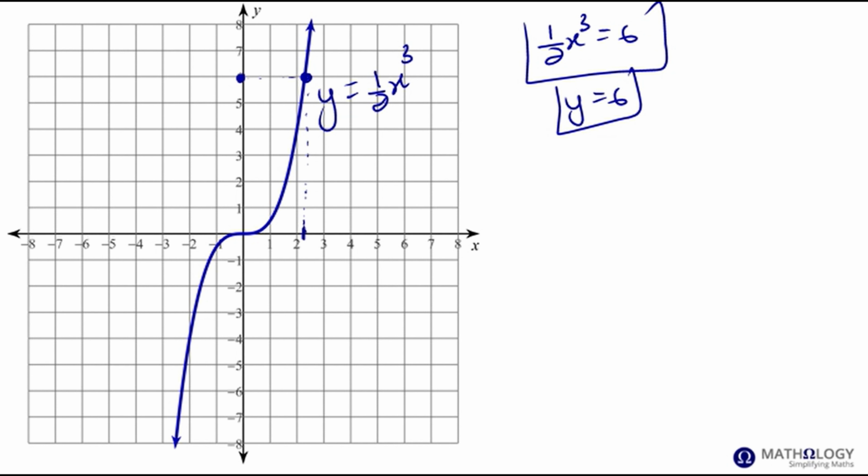We can't see it on this grid because the divisions aren't small enough. The x value, if you want to know, x cubed will equal 12. So x is approximately 2.28, so it's approximately 2.3.